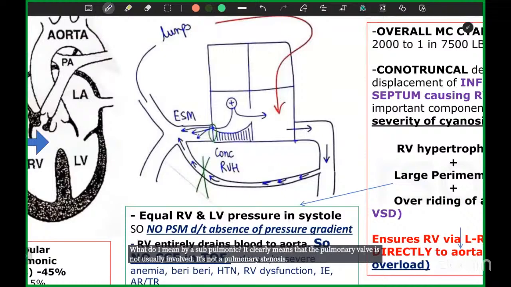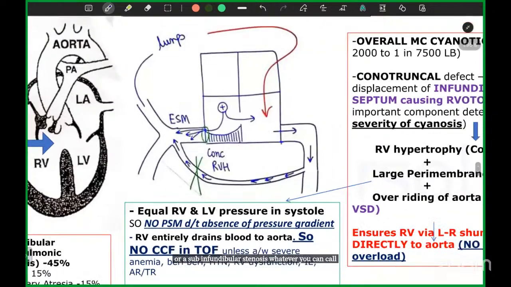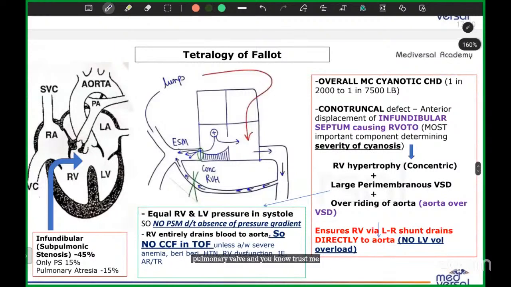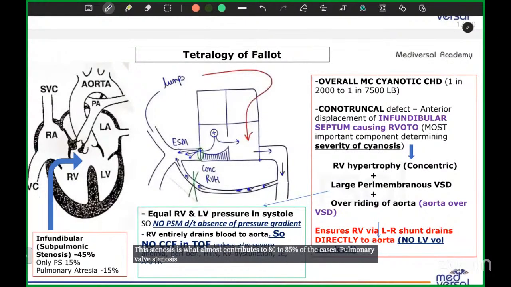Some way below, a few millimeters below the pulmonary valve, you will have a contractile piece of tissue which has grown and thereby limits the flow of blood, which is what we call a subpulmonic stenosis or a subinfundibular stenosis, whatever you want to call it. Trust me, this stenosis contributes to almost 80 to 85% of the cases. Pulmonary valve stenosis per se, the valvular stenosis, is hardly 10 to 15% of cases. Mainly it is a subpulmonary stenosis.